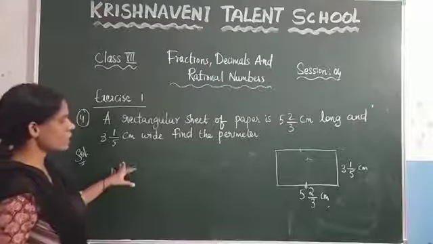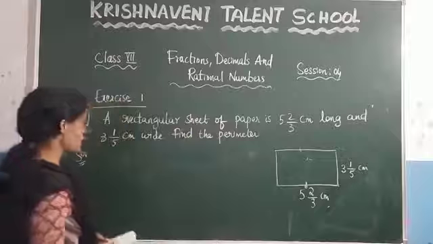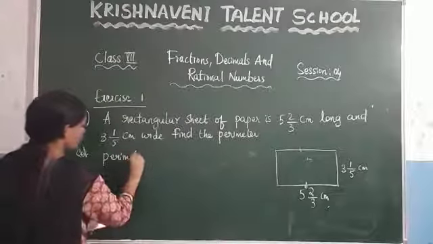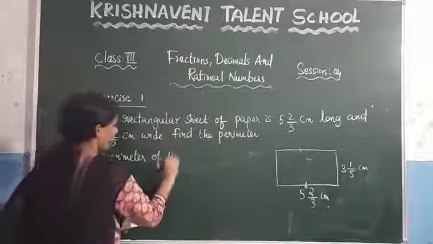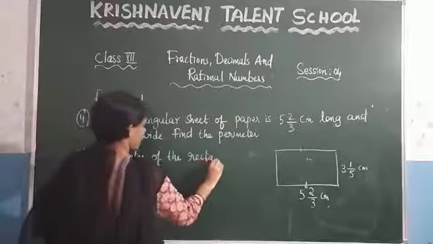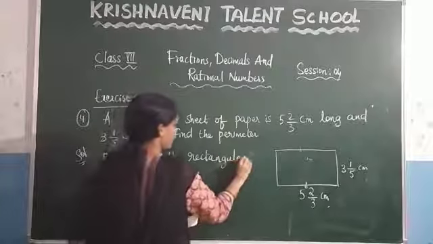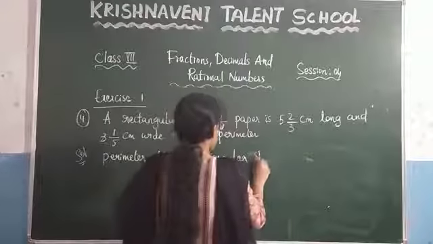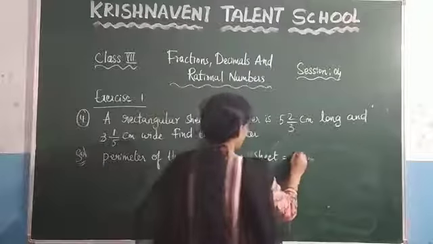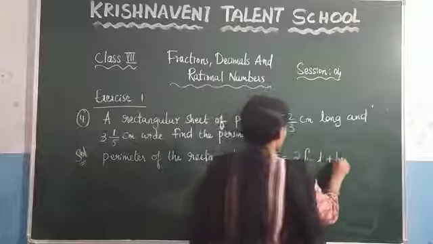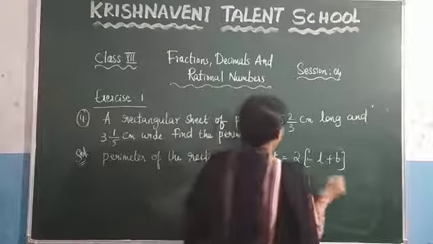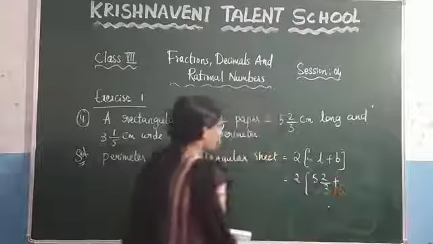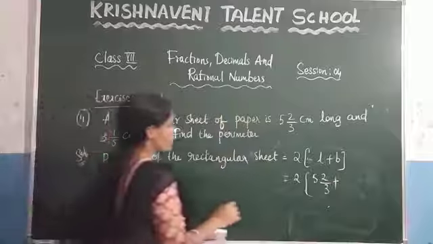Now in this question, you need to calculate the perimeter of the rectangle. So write here, perimeter of the rectangular sheet is, what is the formula for that? 2 into (L plus B). Here 2. What is the length they have given? 5 2/3. And what is the breadth? It is given 3 1/5.